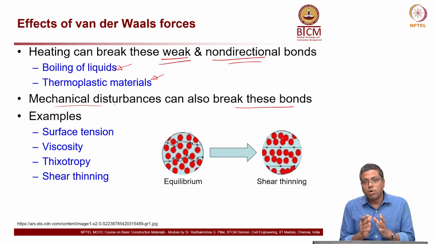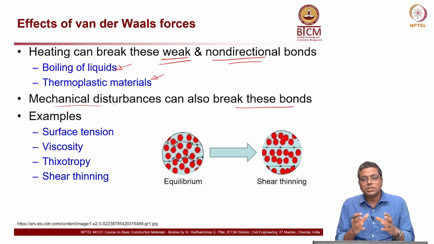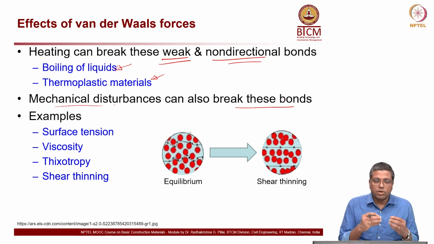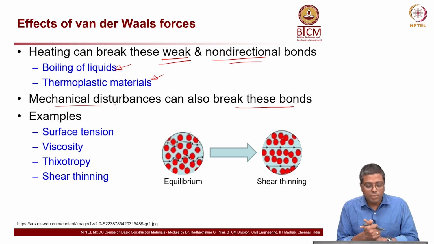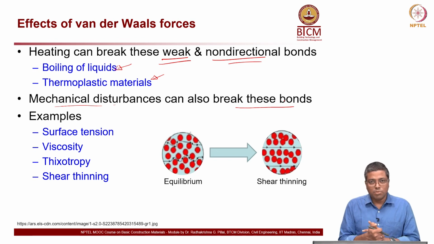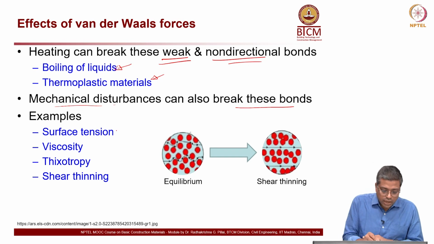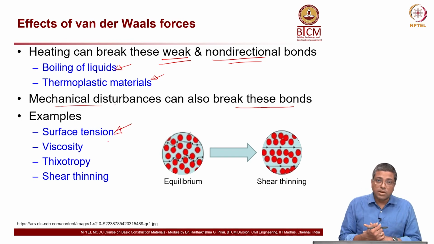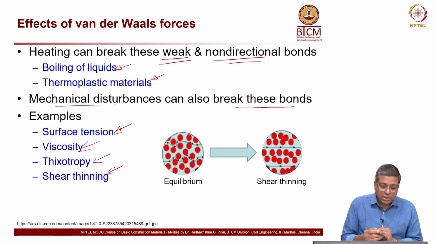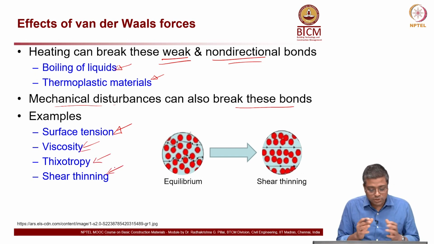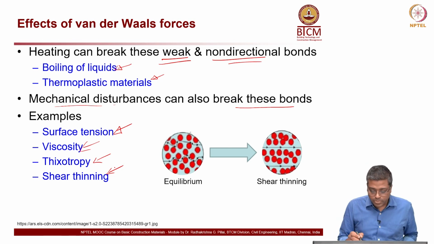So, among all these covalent or ionic, or metallic bonds or anything, the first type of bonds which break are the weakest bonds, and usually they are the van der Waals forces. So, they have significant influence on surface tension, viscosity, thixotropy, shear thinning, etc. of various materials which we use in construction also.